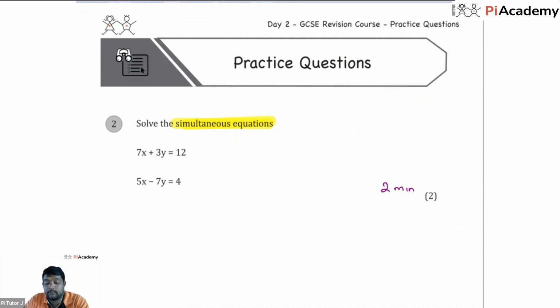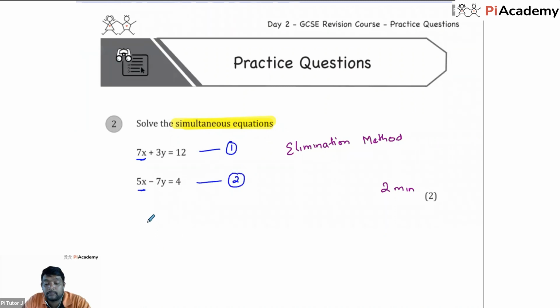7x plus 3y is equal to 12 and 5x minus 7y is equal to 4. So let's use the elimination method to solve this. Let's equate the coefficients of any one variable, either x or y. Let's equate the coefficient of x. There it is 7 and here it is 5. So let's multiply equation 1 with 5 and equation 2 with 7.